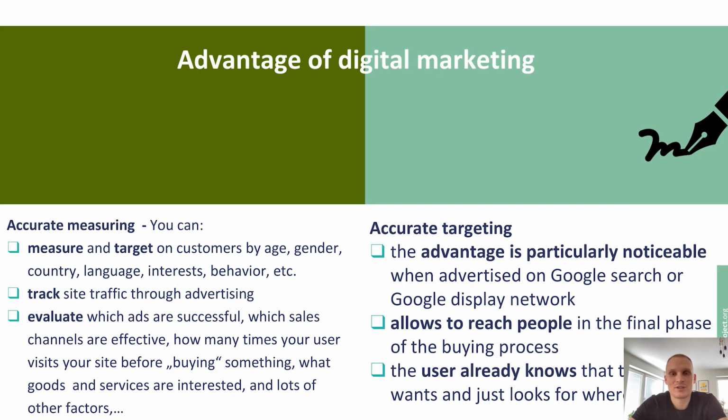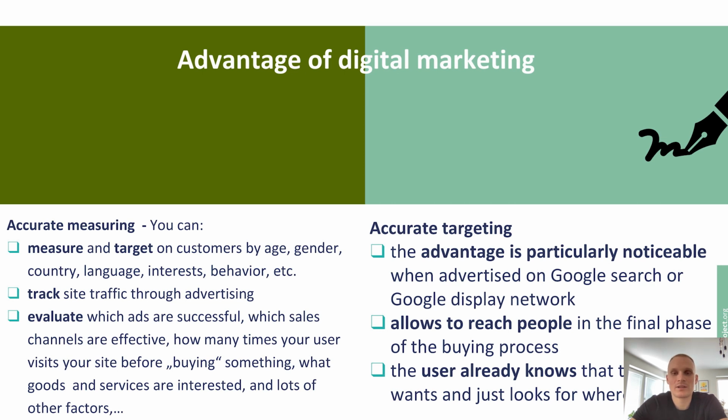So, what are the advantages of digital marketing? Accurate measuring. You can measure a target on customers by age, gender, country, language, interest, behavior, and so on. You can track site traffic through advertising, and you can evaluate which ads are successful, which sales channels are effective, how many times your user visits your site before buying something, what goods and services they are interested in, and lots of other factors.